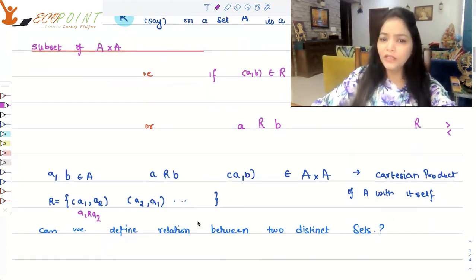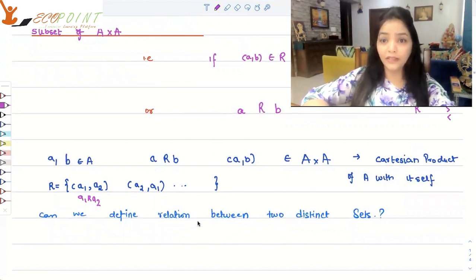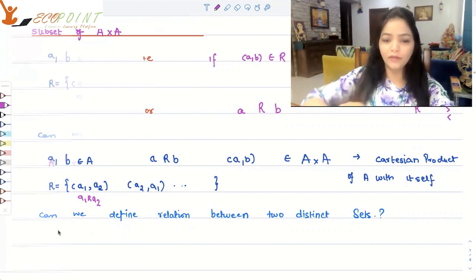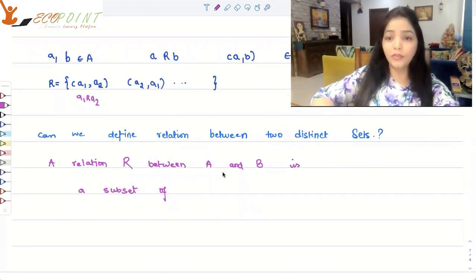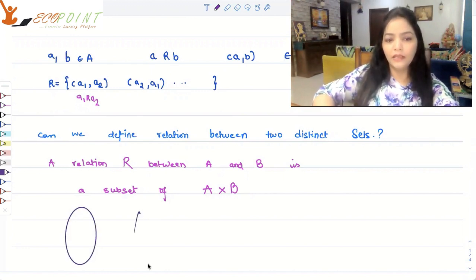Can we define a relation between two distinct sets? Here I defined a relation which is from A to A. Can we define a relation between different sets? Distinct sets? Absolutely yes. In that case, what will happen? A relation R between A and B is a subset of A cross B. Because what we are trying to say here is that an element of A is related to an element of B. One element or two elements, whichever way. So an element here is related to some element here.